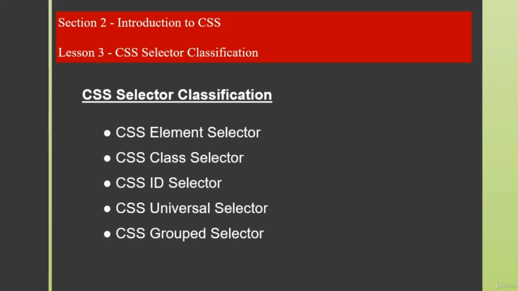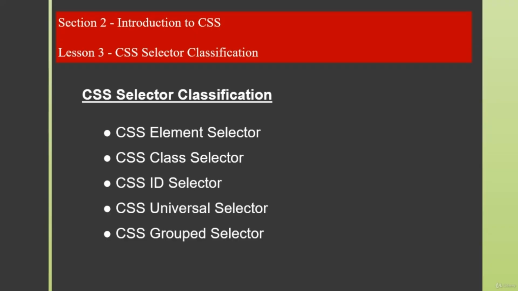You need selectors to identify which HTML elements you are going to style. Selectors are classified by different element types, classes, and ID, etc. We will discuss some of its types as listed on the slide. Those are the CSS element selector, CSS class selector, CSS ID selector, and universal and group selectors.